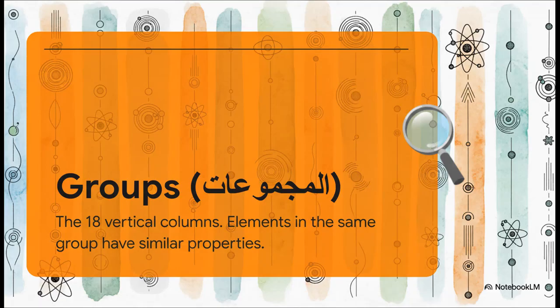All right, next up we have the vertical columns, the ones that go straight from top to bottom. These are called groups, or al-majmu'at. And this, right here, is where the table gets really clever. You see, all the elements in the same group, they act in very similar ways. They're basically like a family, all with similar personalities.